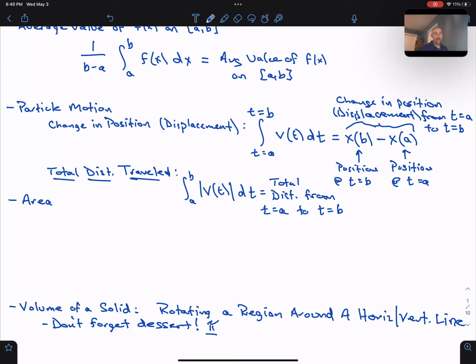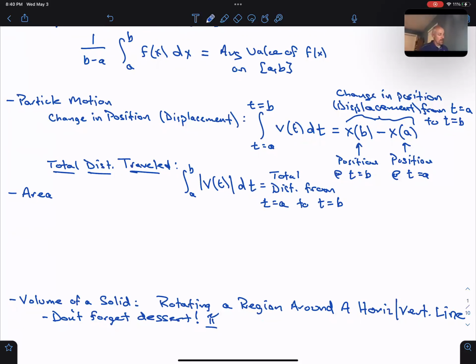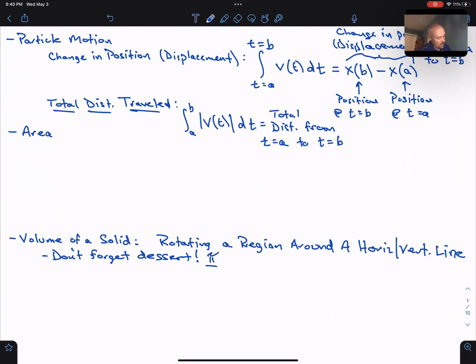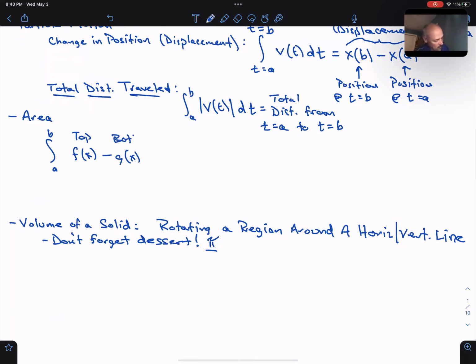Okay. Other applications of the integral. Now we talk about area. Well, area is going to be usually pretty cut and dry. That's going to be given by the integral. Surprise, surprise, right? We're doing applications of the integral. We're going to see the integral used here. So it's going to be the integral from some x value to another x value of some top or upper function minus another function, the bottom or lower function. So f of x minus g of x.